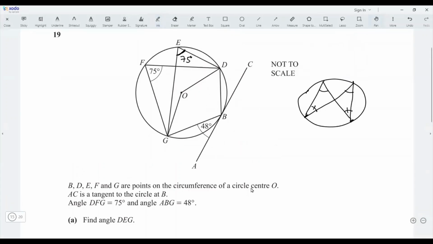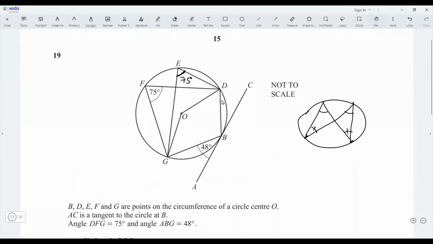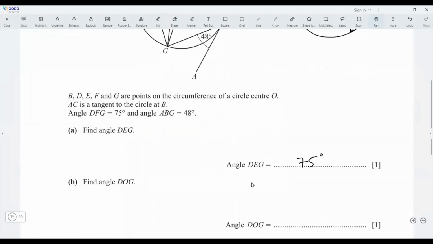Next one is DOG. D, O and G, it is the angle at the center. So the angle at the center is twice the angle made on the opposite side at the circumference. If it is 75, then double of 75 will be DOG. So 75 times 2 must be equal to 150 degrees. So 150 degrees is the answer for DOG.